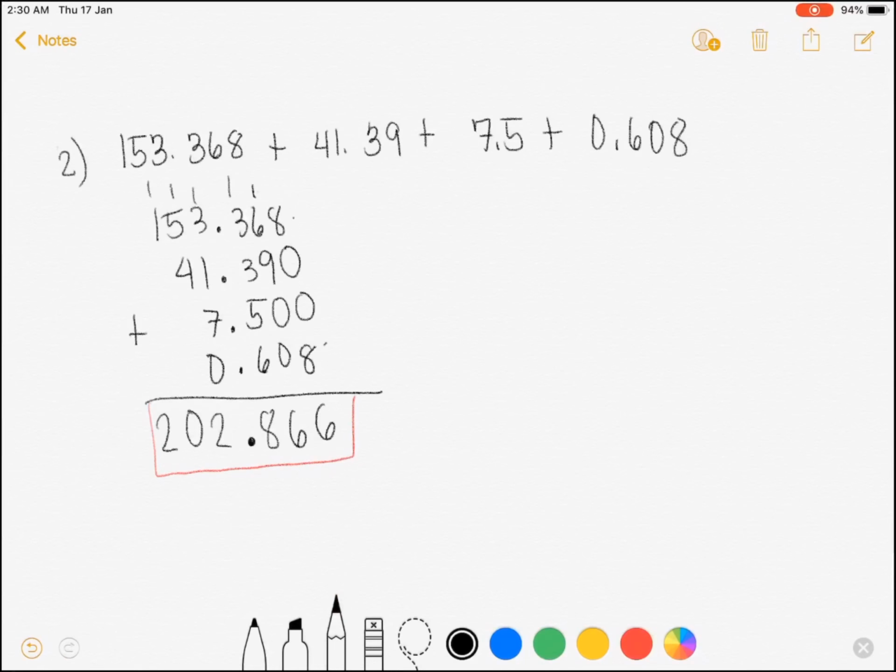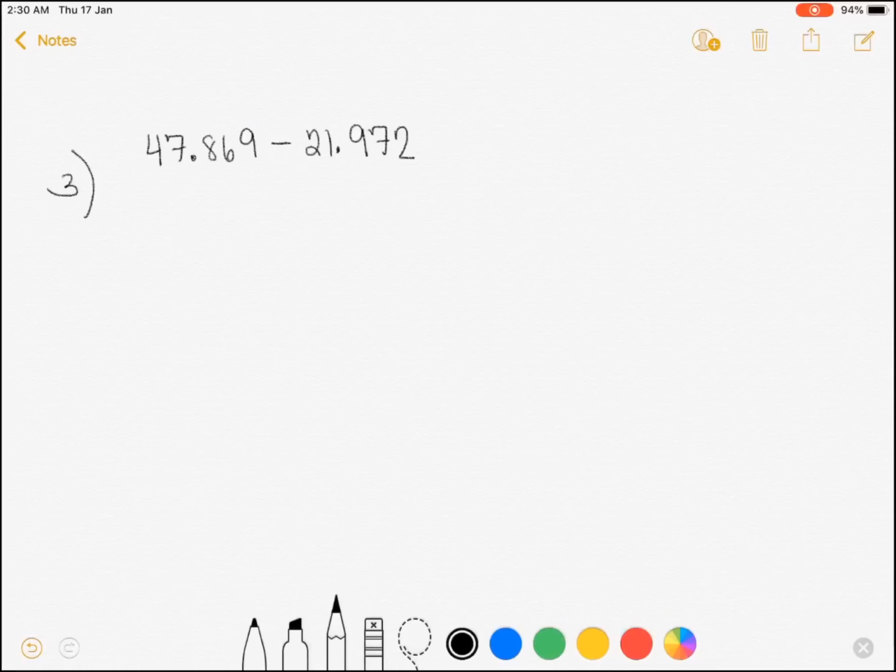Okay, let's have the next example. So, this time, magsusubtract naman tayo. So, ganun lang din. I-align lang din natin yung decimal bago natin i-subtract. So, we have 47.869 minus 21.972. Okay. So, dahil na-align na natin yung decimal point, pwede na tayong mag-subtract the usual way.